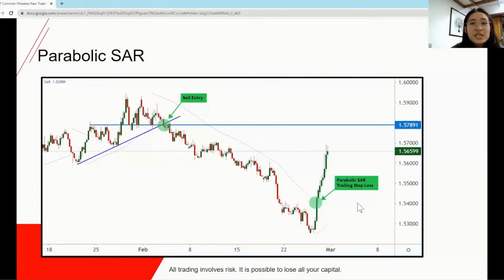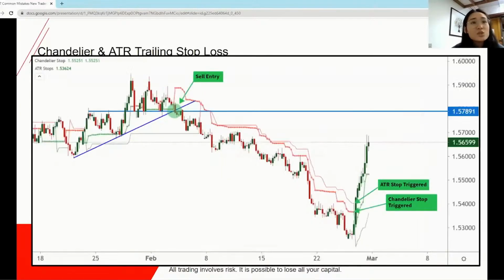So similarly, what was I saying? It protects us from large movements or large reversals such as this that can hit back towards our entry and we can end up losing all of our profits that we made throughout this area here. Chandelier and ATR trailing stop loss. Even though this looks a little bit more complicated, the idea behind it is still the same. We are stopped out when price breaks out of these indicators.